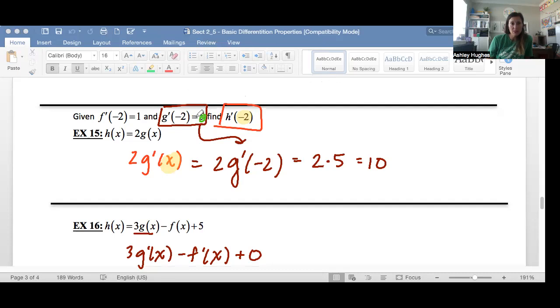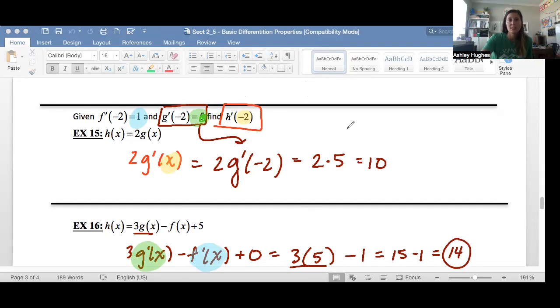Oops, I meant to do this one. It's 5, so that goes here. And then f prime is 1, so that goes here. So we're just going to substitute these things. So it's going to be 3 times 5 minus 1. So order of operations, you multiply first. 15 minus 1 gives us 14.